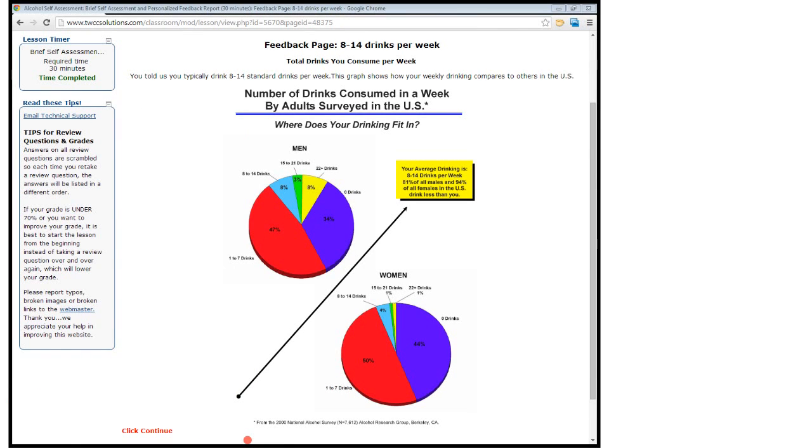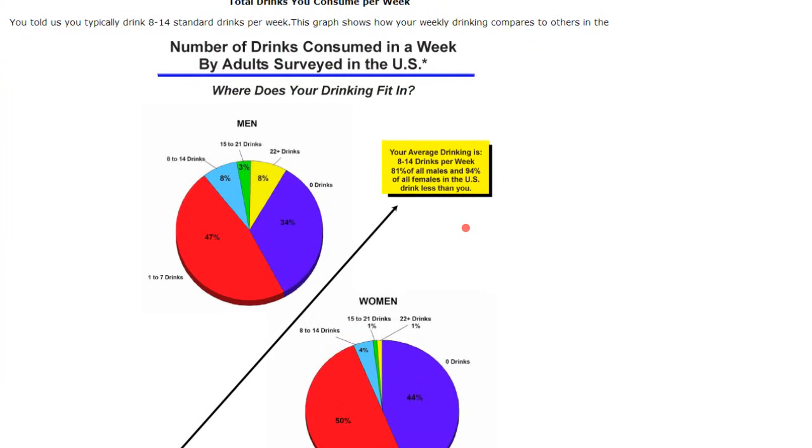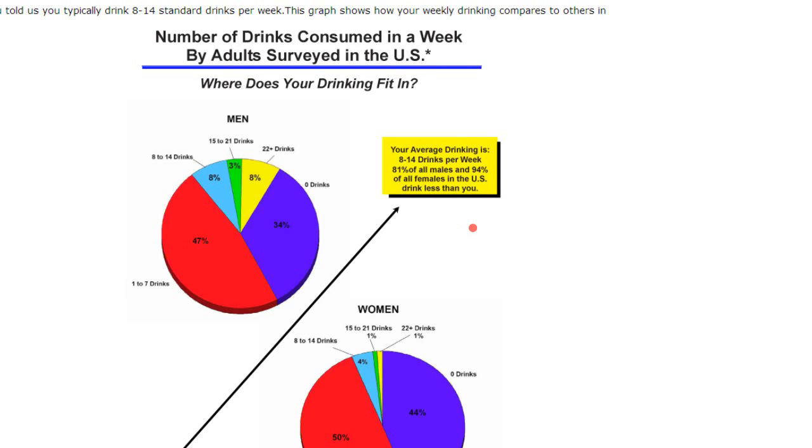Here's the feedback page, and this is what's called a normative feedback page. You told us you drink 8 to 14 standard drinks per occasion. This graph illustrates how your weekly drinking compares to others in the United States. Let me blow it up so we can see it. Your average is 8 to 14 drinks per week. Only 81% of all males and 94% of all females in the United States drink less than you.